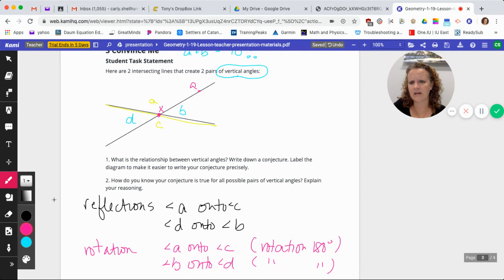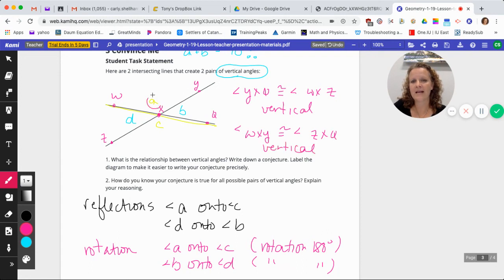A, X, let's not use A. X, Y, Z, W, Q. Angle YXQ is congruent to angle WXZ because they are vertical. That's what they're called. I can also say that angle WXY is congruent to angle ZXQ because they are vertical.